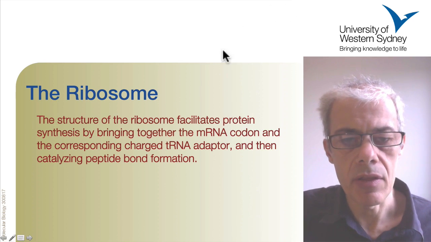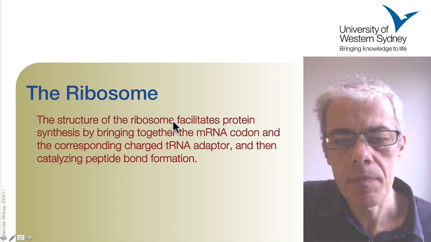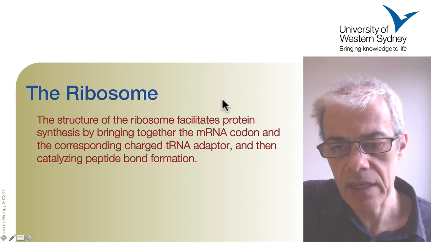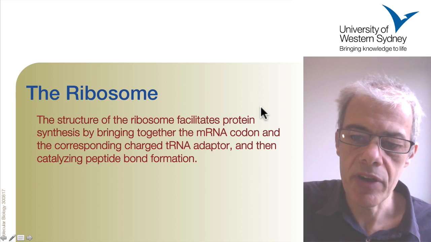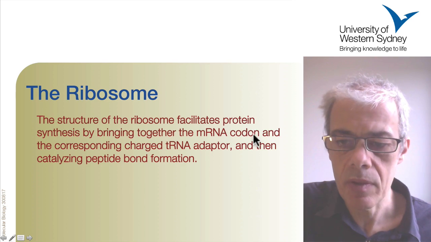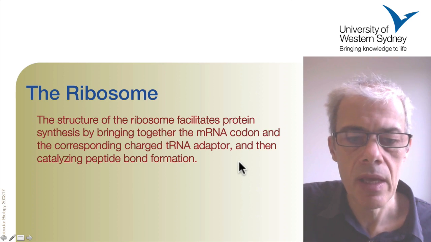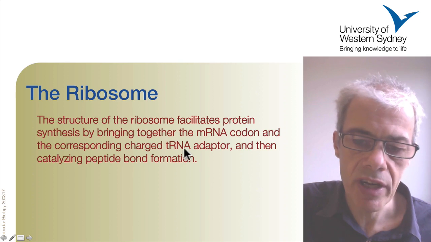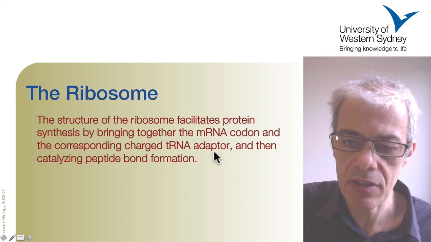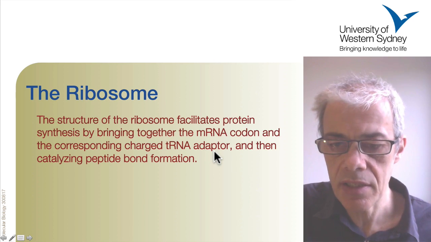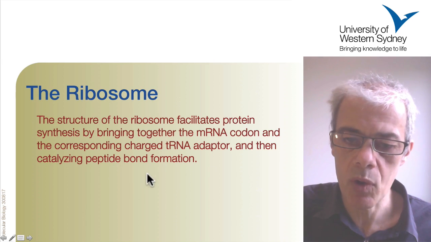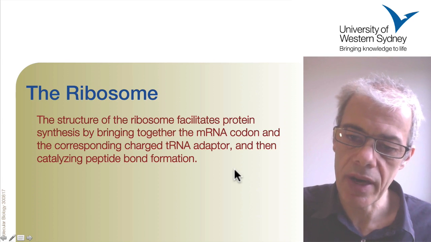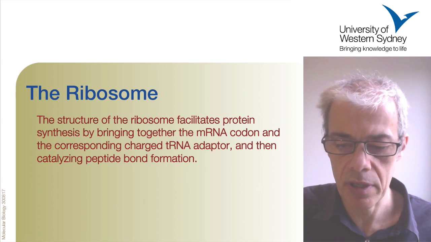So the ribosome is a large structure made of many proteins and RNA, and it facilitates protein synthesis. It brings together the messenger RNA containing the codons. It brings together the transfer RNAs, which are attached to the charged amino acids, and then within the ribosome it catalyzes the peptide bond formation between the amino acids to form the polypeptide and protein.